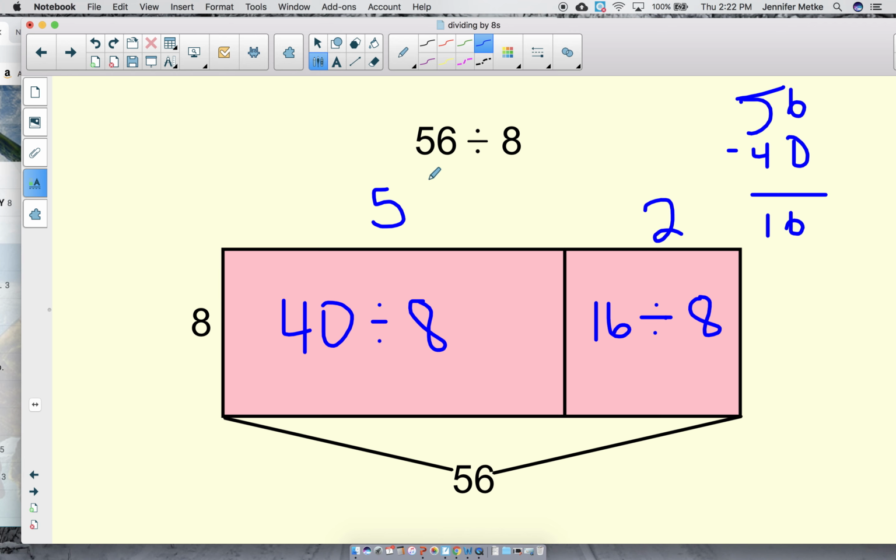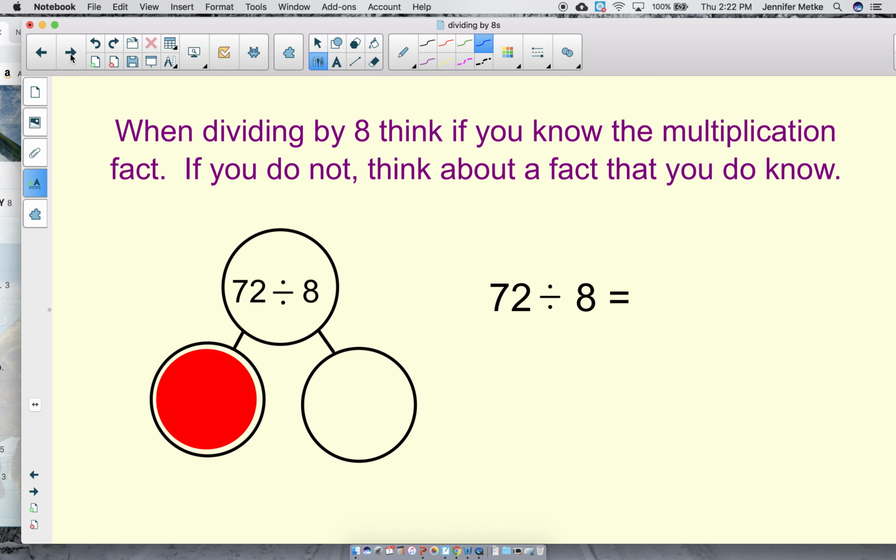So I know that my total is 56. I'm dividing by 8, and this other side length is going to be my quotient. And when I add those two side lengths together, I know that 56 divided by 8 is 7. So just to review, when dividing by 8, you really want to think first about the multiplication problem. I want to think 8 times what equals 72. If I know that, I can instantly find this answer and I'm done.